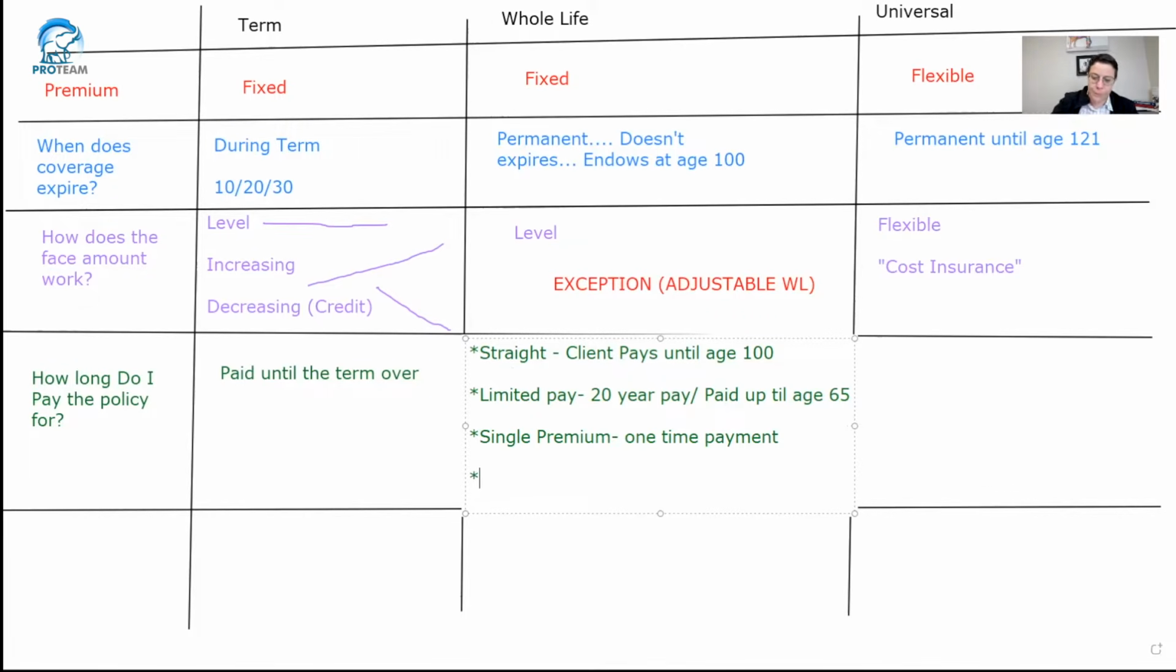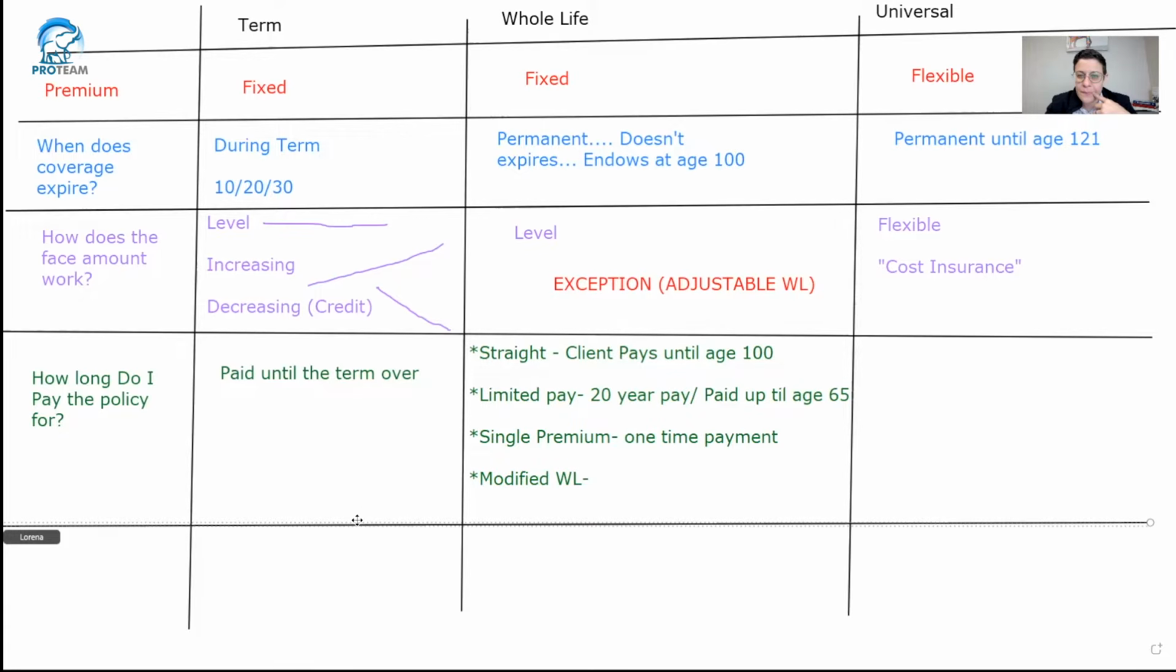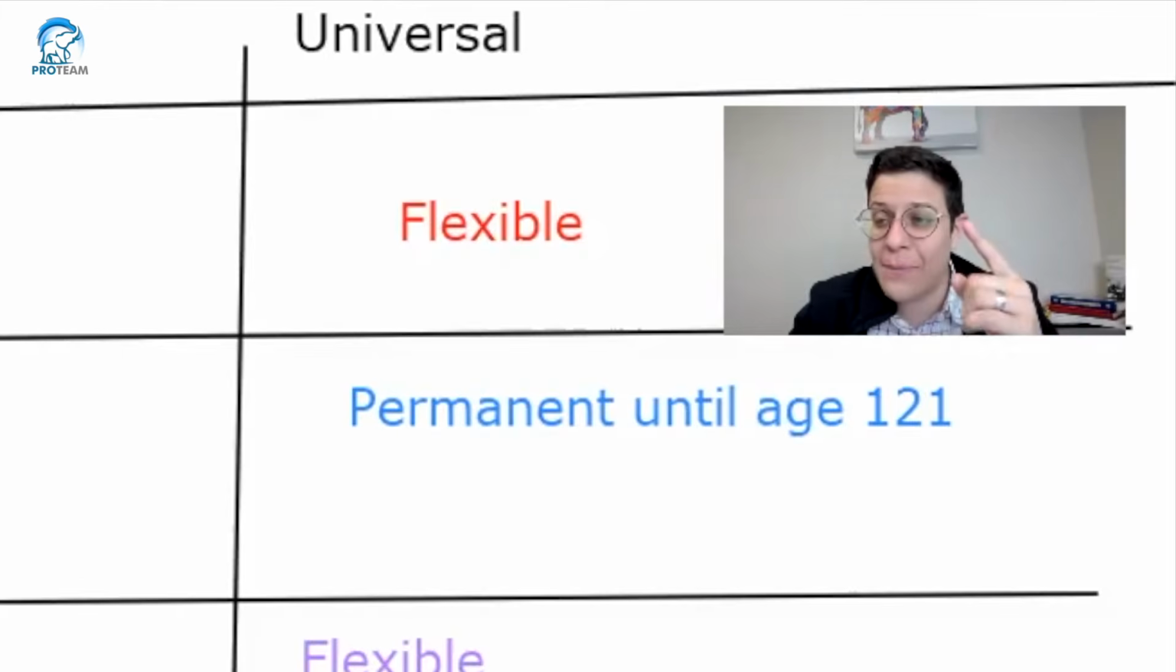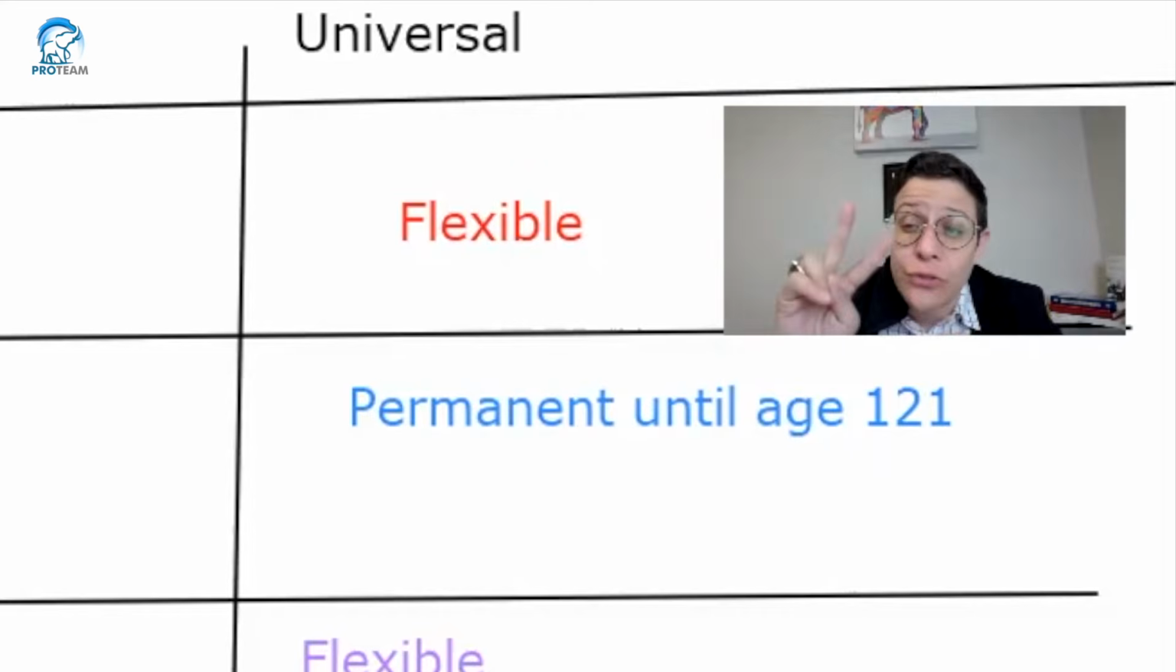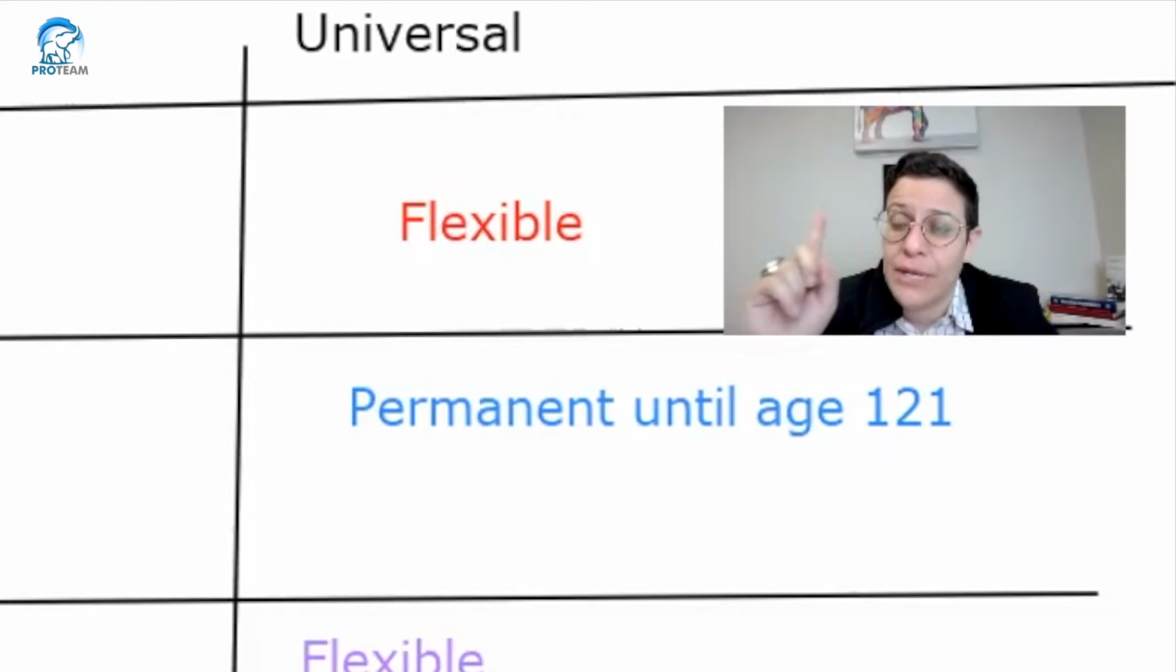Here's the next one. Modified whole life. And this one, I think it was Franny. Franny, you were talking about that one. When you say one payment, for example, if it's for 15 years, they just pay it at once? No, so with single premium whole life, here's the way that it works. I pay it once and I can be 2 years old and that policy is going to be active until I'm age 100.